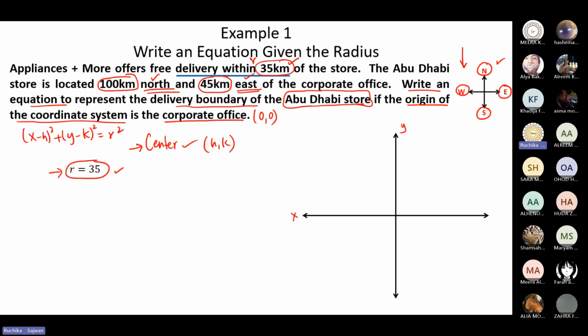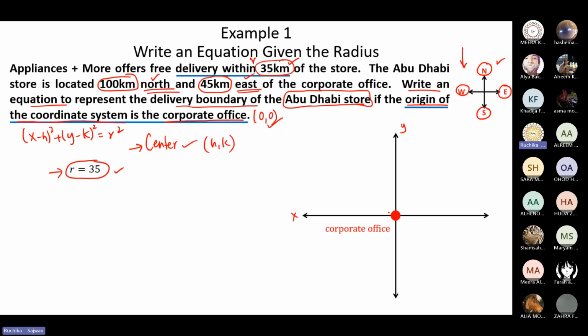I already know the radius. Now I need to get the center. For the center, I will use this information, the direction. If I start from the origin, look carefully at the picture, the graph is going to move. I will mark the direction. Is this okay? The red dot is the corporate office. I already told you it's at origin, 0, 0, right?